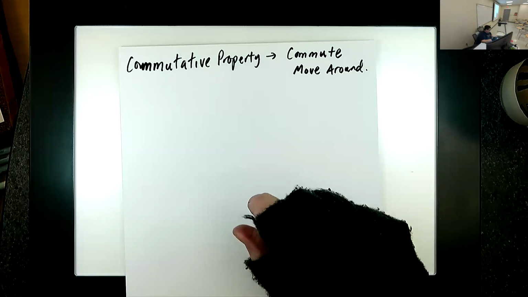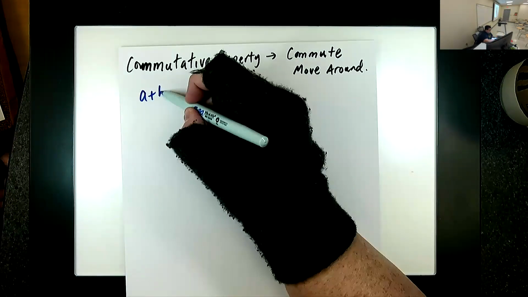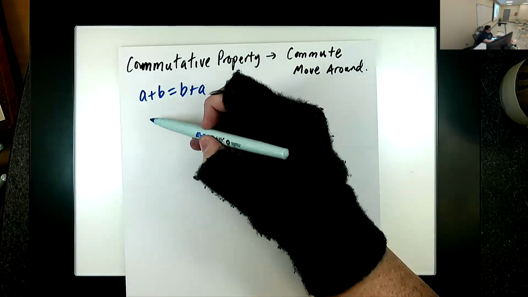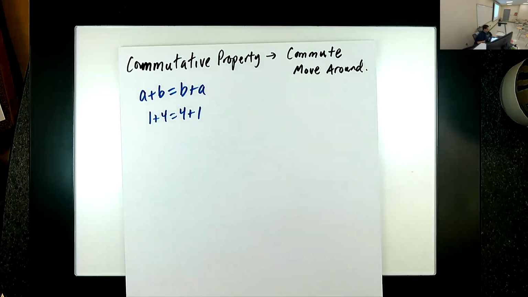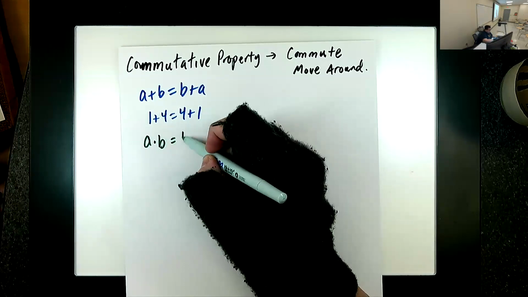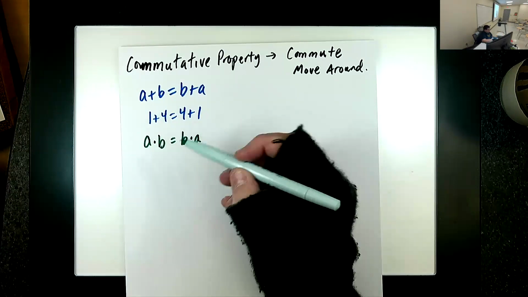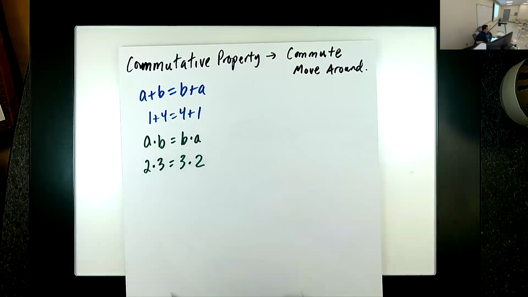Examples of this are A plus B equals B plus A. I could switch the order of addition. 1 plus 4 equals 4 plus 1. There's also the multiplication version. I can multiply two numbers together, and it doesn't matter which order they show up as. A times B equals B times A. 2 times 3 is the same thing as 3 times 2.